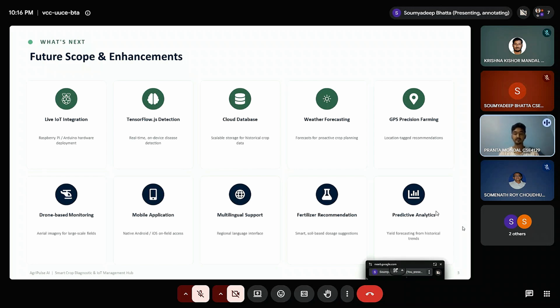Third, we will introduce a distributed cloud database structure to handle scalable storage for historical crop data over multiple seasons. Fourth, we plan to embed weather forecasting APIs to offer proactive predictive crop planning. Lastly, we will integrate GPS precision farming to generate location-tagged recommendations tailored to distinct microclimate patterns.